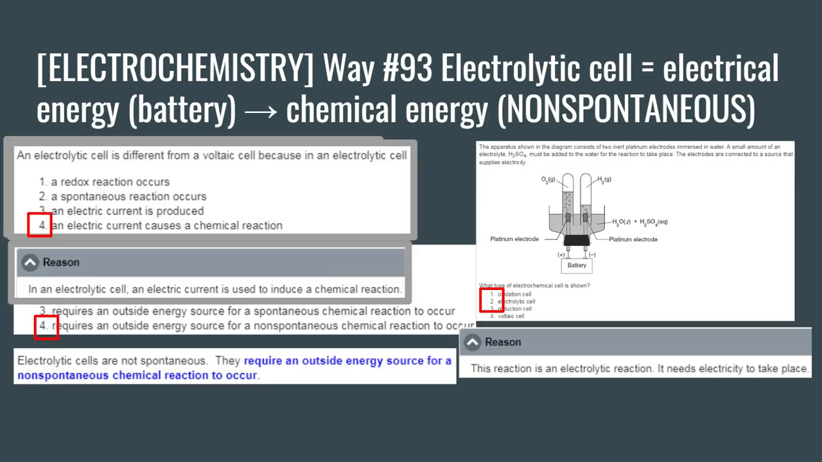So when it comes to electrolytic cells, please note that we're using the electrical energy to convert into chemical energy. And this electrical energy from an outside source, usually a battery, is being used to power a chemical reaction that does not occur spontaneously. It is non-spontaneous. Therefore, it requires an outside energy source in order for that non-spontaneous chemical reaction to occur.